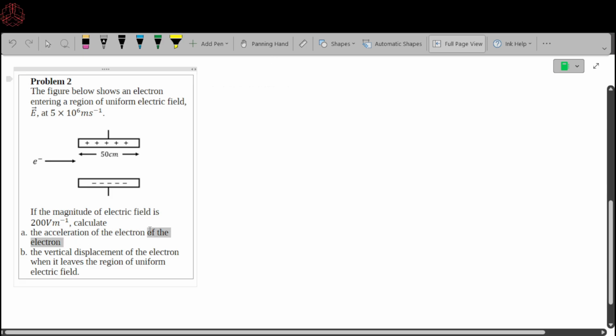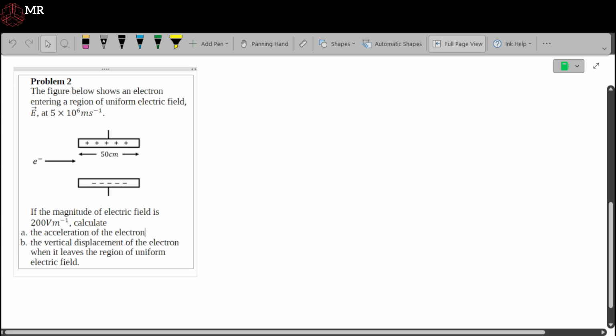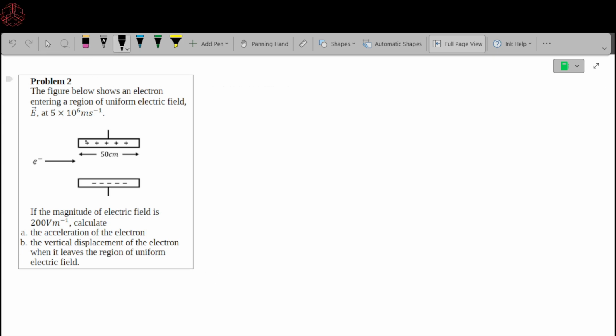What happens is when the electron enters the region of electric field, it's going to start to move towards the positively charged plate. So then we get this deviation, which we can call Sy. That's what is meant by the vertical displacement.